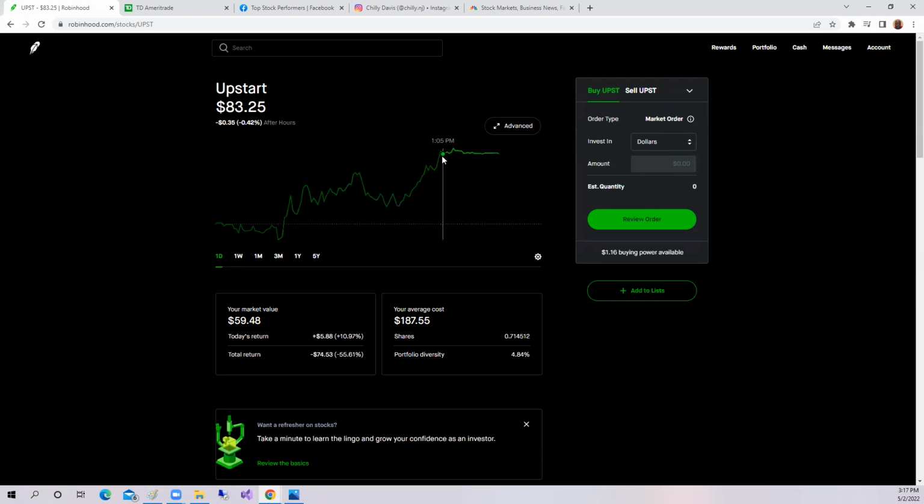But by the end of the day, it was up and to the right. So that's where the 11% came in. Upstart Holdings was the top stock of the day. I do have a position in Upstart Holdings, but it is not as large as I like.